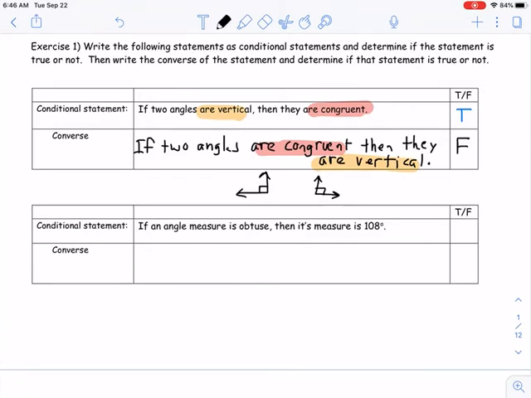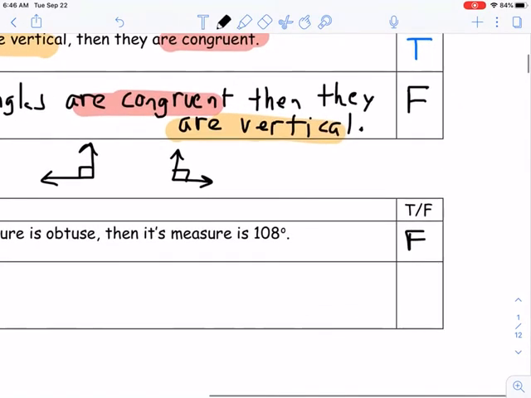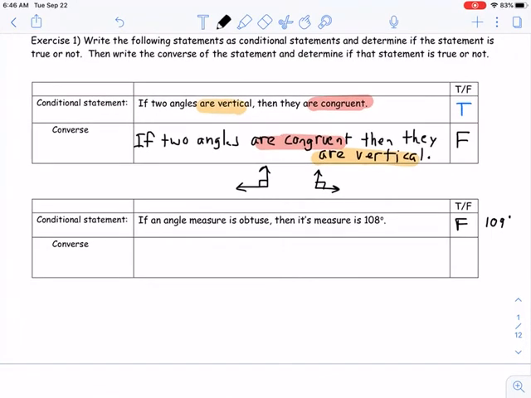Here's another one. If an angle measure is obtuse, then its measure is 108 degrees. Well, that's false. If it's obtuse, it can be 108 degrees, but it could be 109 degrees. It could be 110 degrees. It could be 111 degrees, so on and so forth. So just because it's obtuse doesn't mean it specifically has to be 108. That's not the definition.